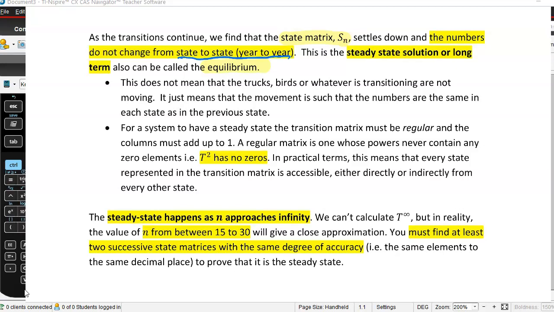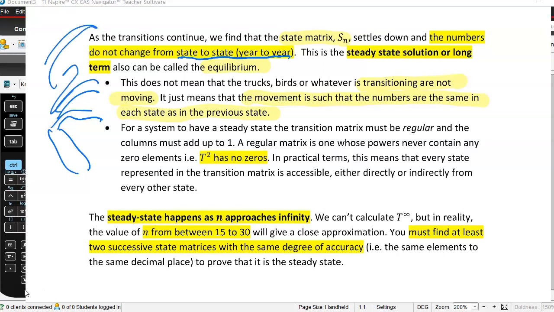But what's happening? This does not mean that the trucks, birds, or whatever we are looking at that is transitioning are not moving. It just means that the movement is such that the numbers are the same in each state as the previous state. So you can imagine that there'll still be birds going, but then there'll be birds coming back, and at the end of all of that movement, you end up at the same place you were before.